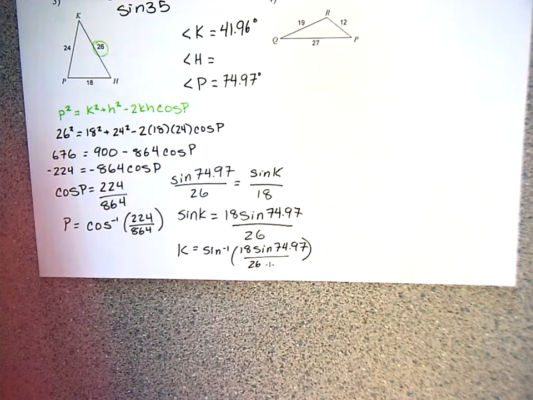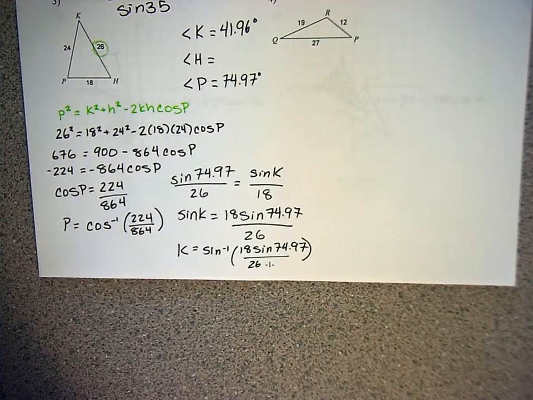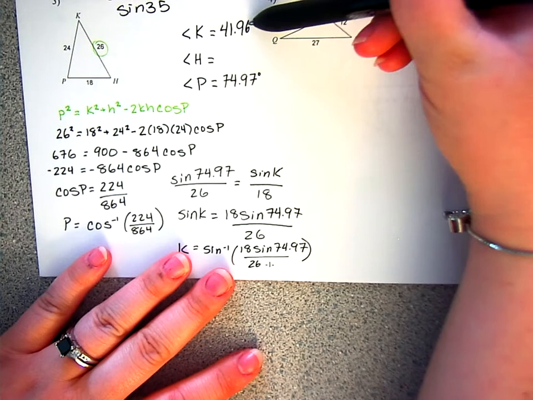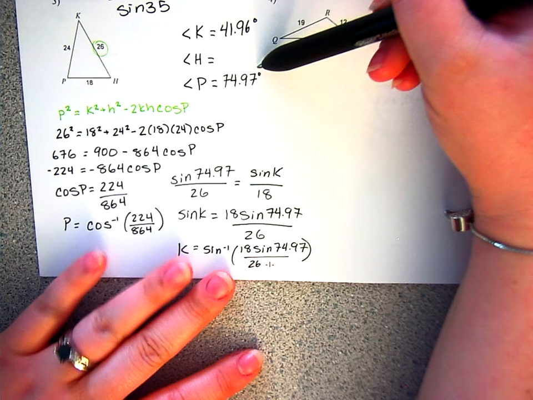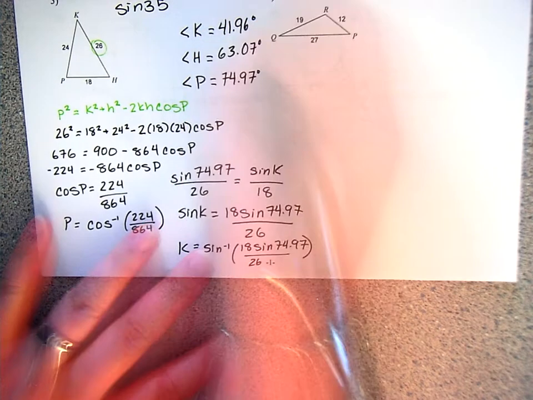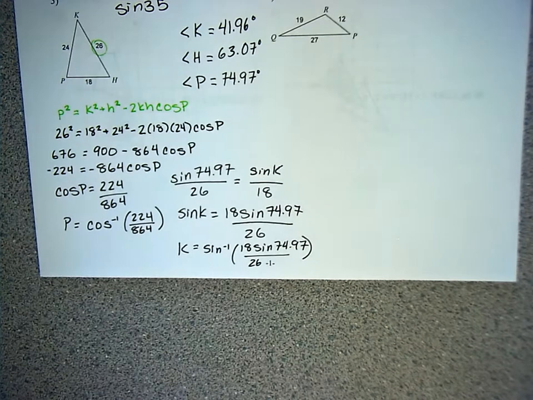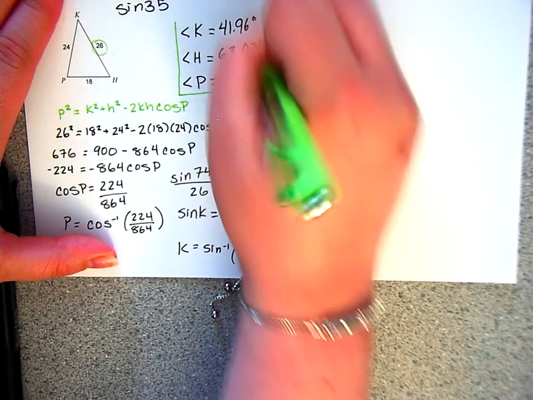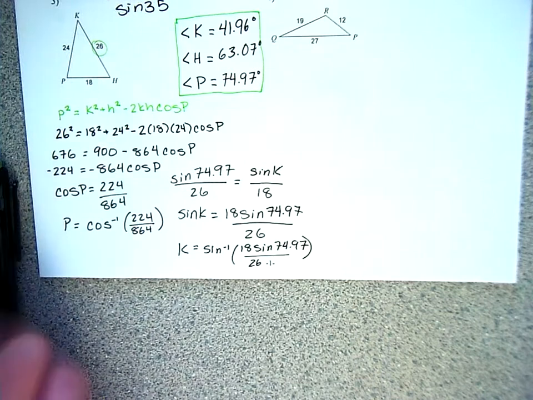And now I have two angles. I need to find that third angle, so I subtract from 180. 180 minus 41.96 minus 74.97 gives me 63.07. I found my missing pieces of information, so now I know all three angles and all three sides, so that triangle is solved. We're doing the same thing on number 4.